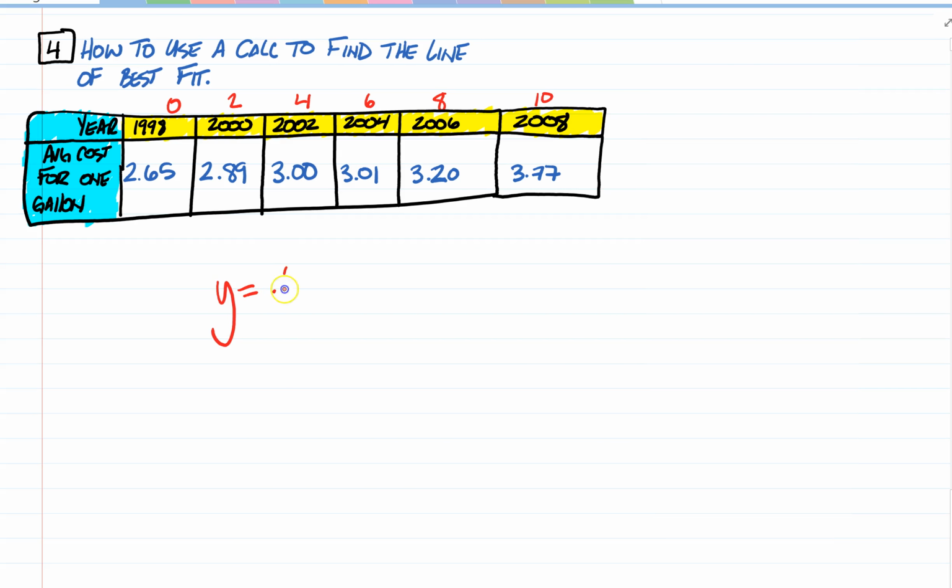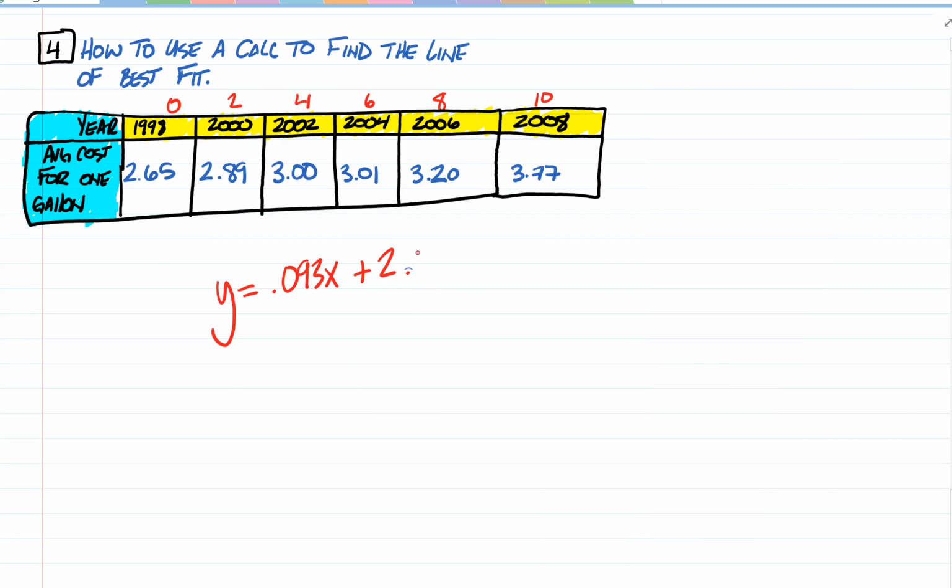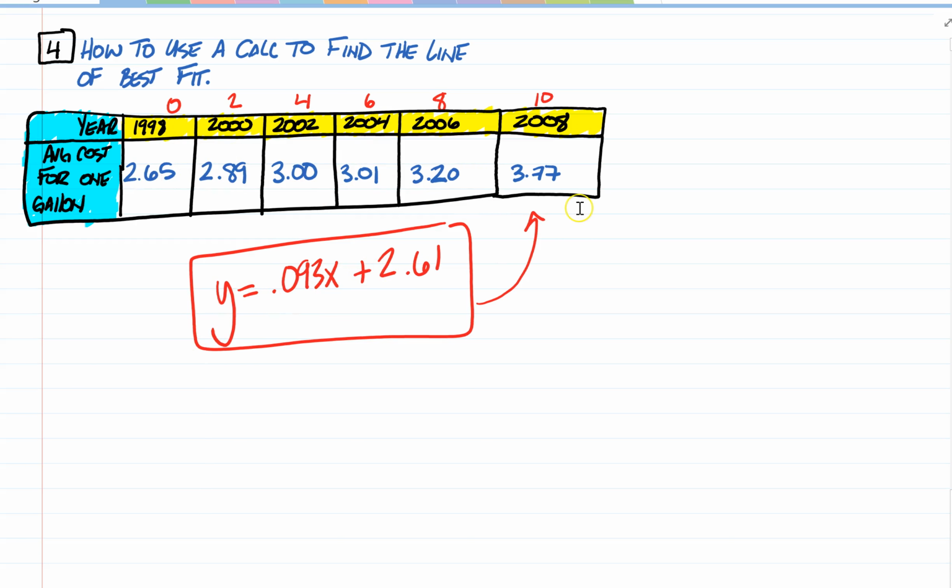0.093x plus 2.61. So this right here is the line that best approximates the data. And if we were to graph this data, this line would go right through it. I will show you how to do more of that in class tomorrow.